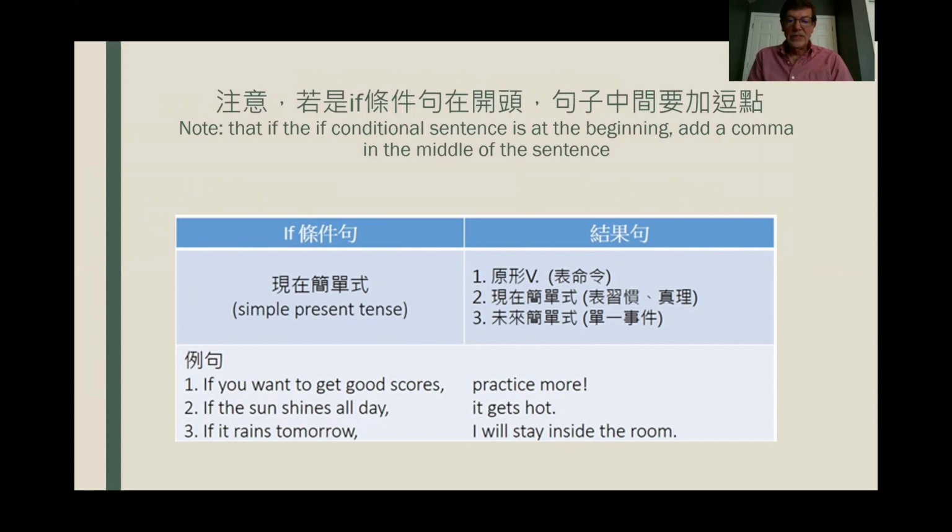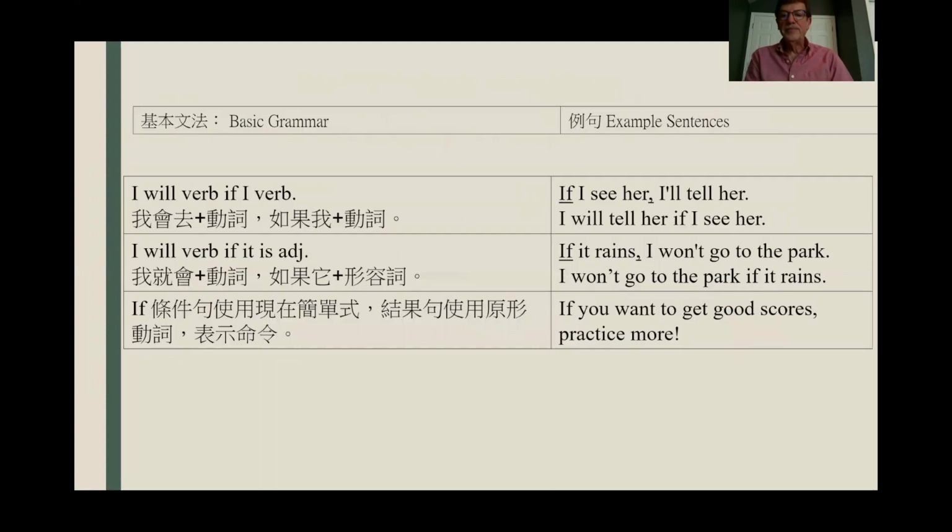So on these examples and the previous one, I would read through them a couple of times, just to sort of get the feeling for it. Combining present and future. Okay, I'm going to keep going on this. I will verb, if I verb. Okay, if I see her, I'll tell her. Stated another way, I will tell her if I see her. But once again, if I see her, present, I'll or I will tell her.